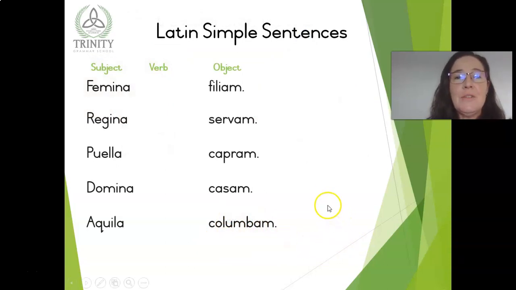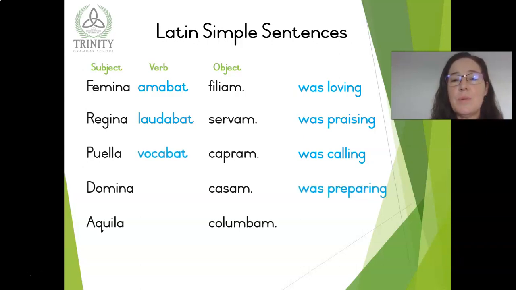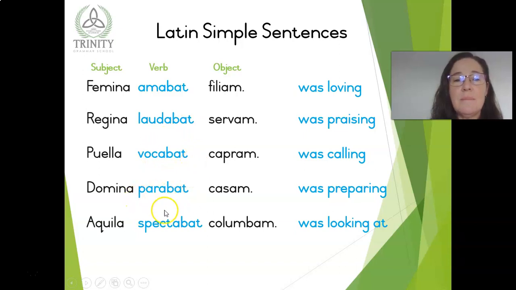Okay. So now let's just practice some simple Latin sentences, just to try and exercise some of the verbs, the new imperfectum. The lady, femina, was loving the daughter, filiam. And what would we say? Amabat. That's right. So let's see how we go. Was praising. Regina laudabat servam. Was calling. Puella vocabat capram. Was preparing. Domina parabat casam. Was looking at. Aquila spectabat columbam. Okay, so amabat, laudabat, vocabat, parabat, spectabat. Bam, bas, bat, bamus, batis, bant. Third person.